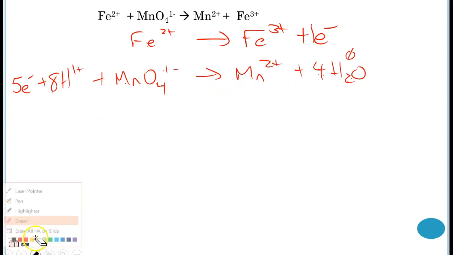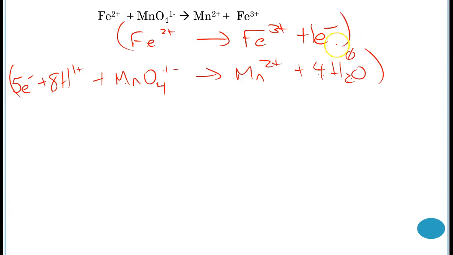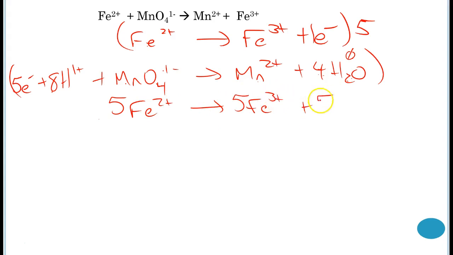So the next step, you want to find the least common multiple of your electrons. 5 and 1. The least common multiple would be 5. I'm going to multiply this by 5. So I have 5 Fe 2+ goes to 5 Fe 3+ and 5 electrons.